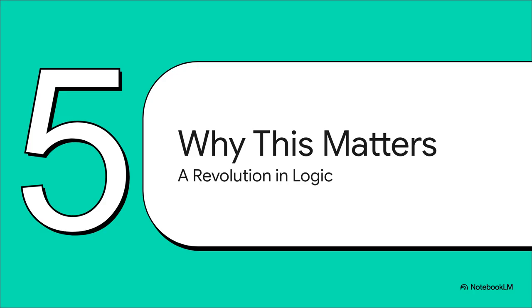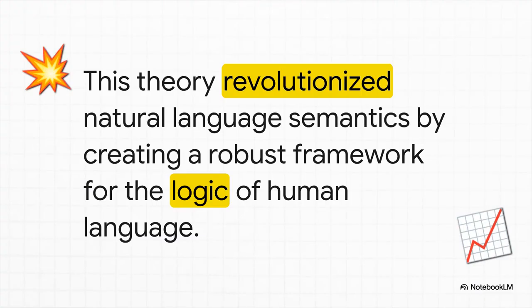All right, so this is all super cool if you're a linguist, but why should the rest of us care? What's the real-world impact of figuring out the logic of a word like most? Here's the bottom line. Generalized quantifier theory was way more than just an academic puzzle. It fundamentally changed how scientists saw the logic that's deeply embedded inside our own language. It gave us a mathematical lens to understand something profoundly human.